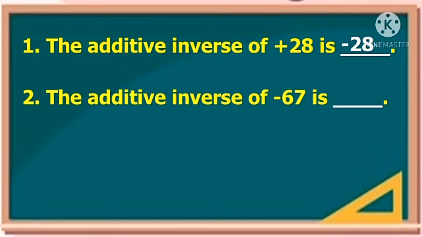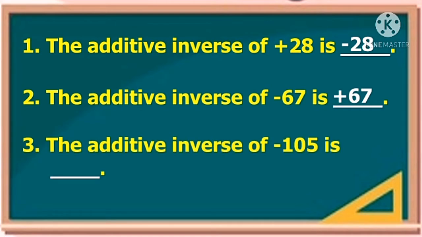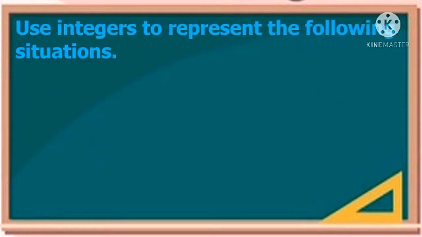Number 2. The additive inverse of negative 67 is blank. Correct. It's positive 67. Number 3. The additive inverse of negative 105 is blank. You got it. It's positive 105.